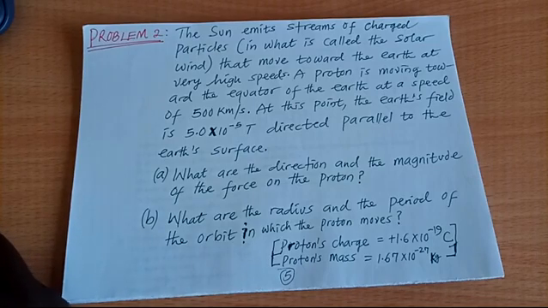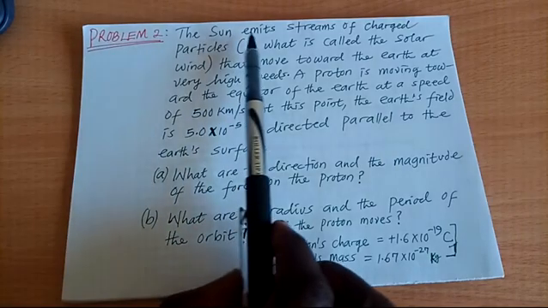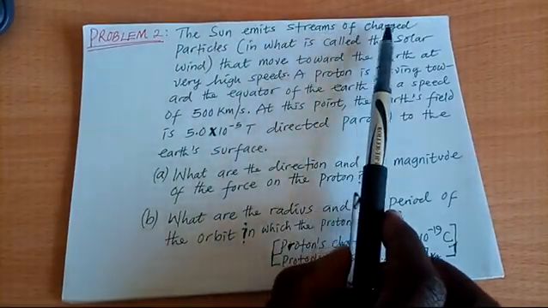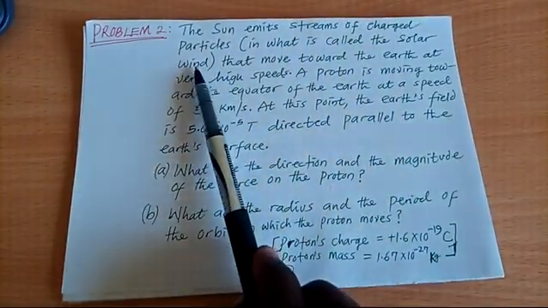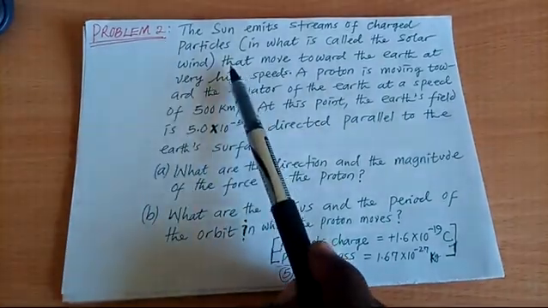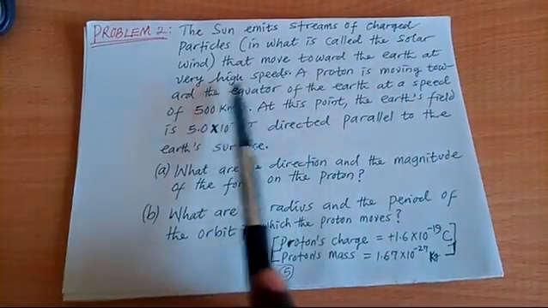Okay, this one says the sun emits streams of charged particles. From the surface of the sun, the temperature there is so high that the gas that exists there is split into ions, positive and negative ions. So they say that the sun emits streams of charged particles in what is called the solar wind. Solar wind. Now, they say that the particles move towards the Earth at very high speed.